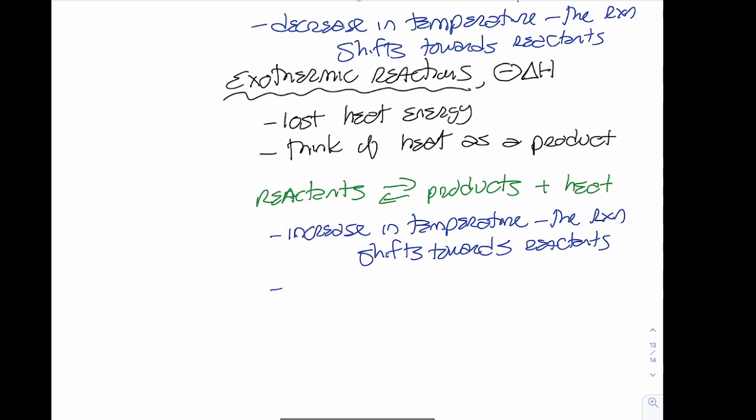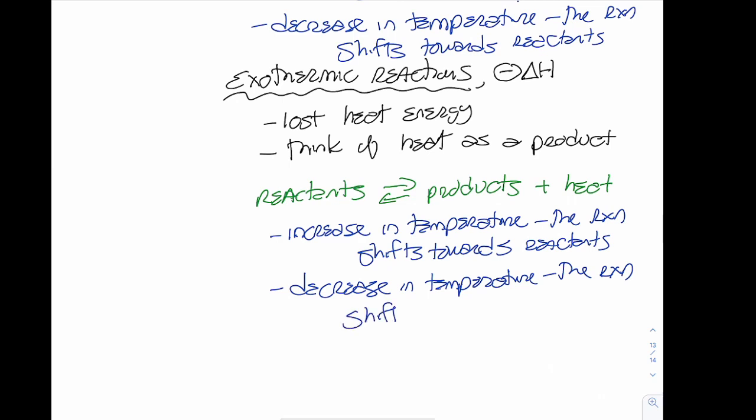And then decrease. The reaction shifts towards products, right? We're thinking of heat as a product. I don't have enough heat. We need to make more then, because we have to undo it. I'm going to go towards products.